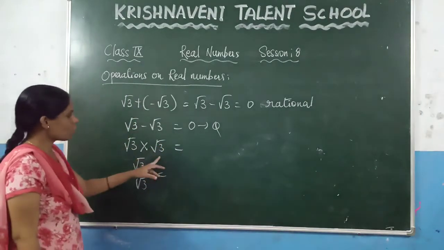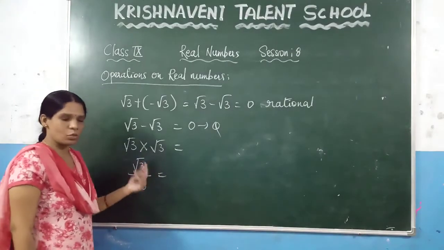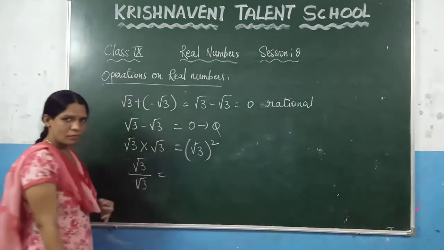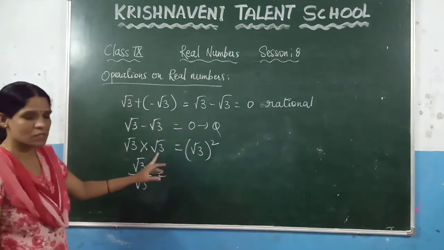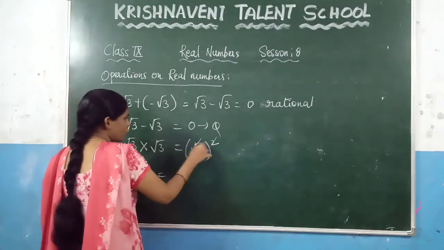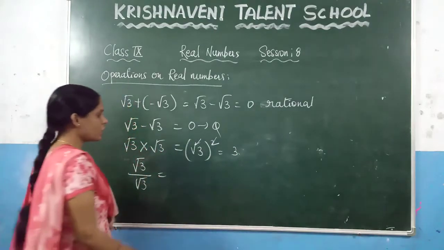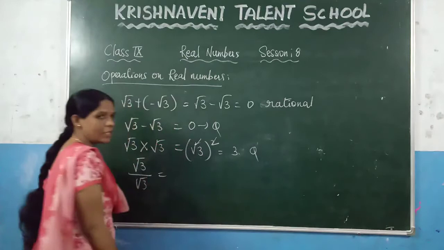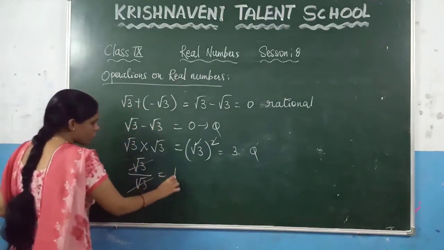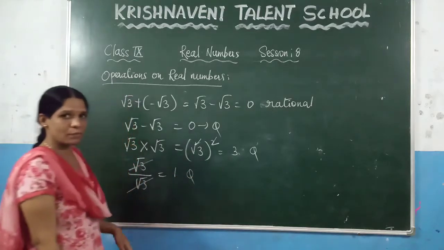Now, check this one. Root 3 into root 3. How many times is this root 3 multiplied? We are multiplying 2 times. So, we can write this as root 3 whole square. Here the square and root will get cancelled, you will get the value as 3. And you know that this 3 is also a rational number. Now divide these two values. If you divide, you get the result as 1, which is also a rational number.